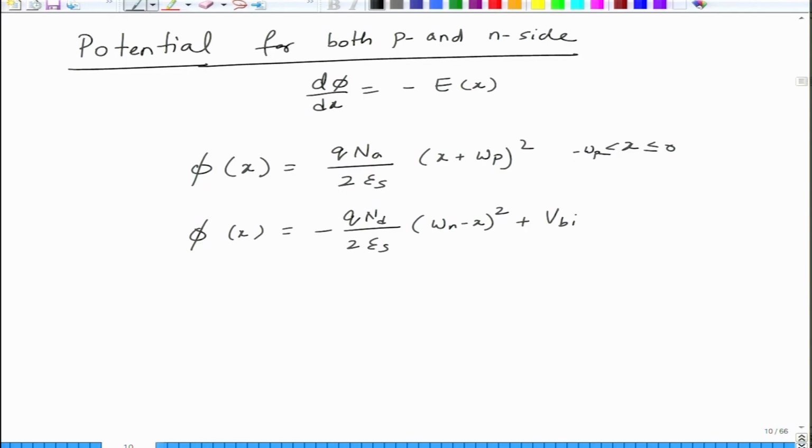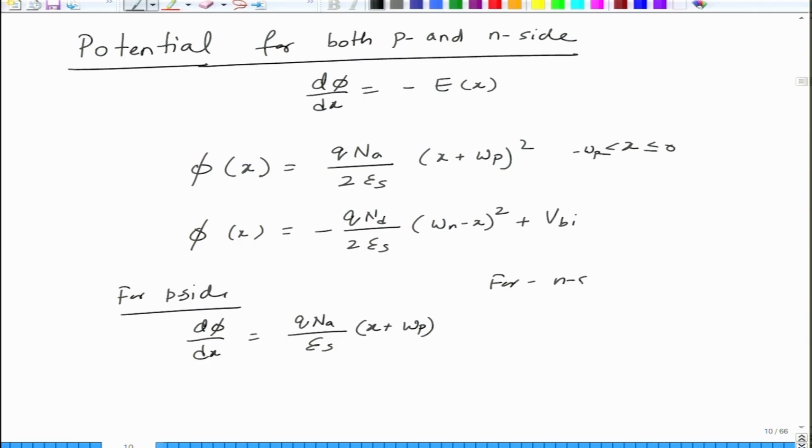Let me just write the basic expressions. For the P side you will have d phi by dx as q N A divided by epsilon S into x plus Wp, whereas for the N side you will have to integrate it. So if you look at phi x, the integration will take place from phi x to Vbi, because you are starting like this, right. So this is Vbi.